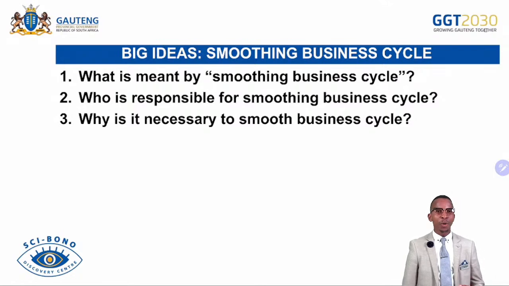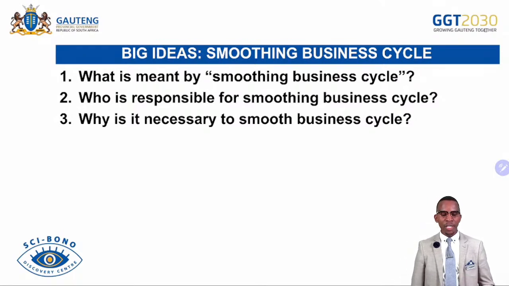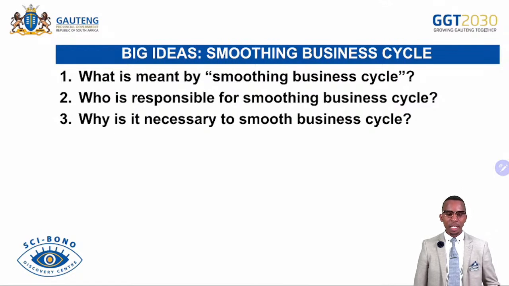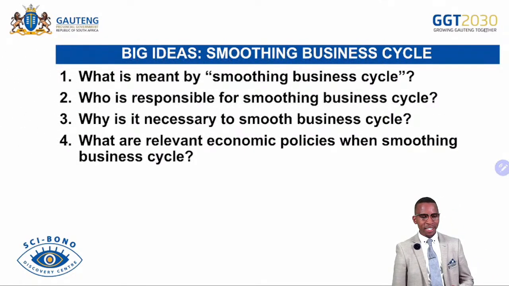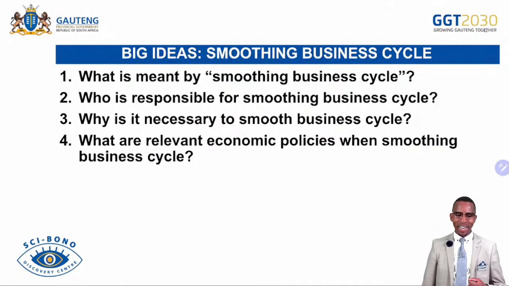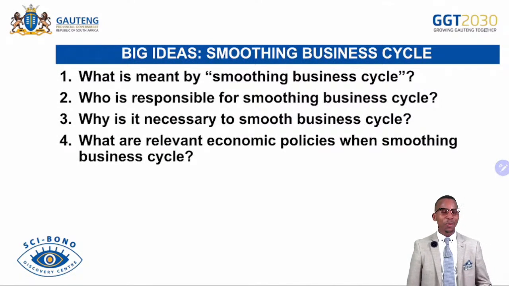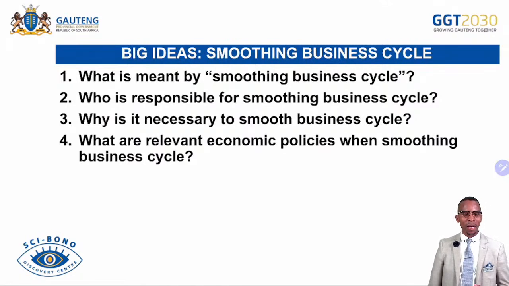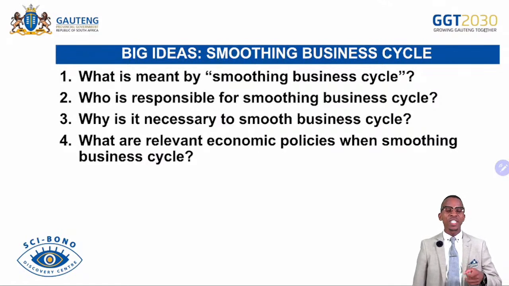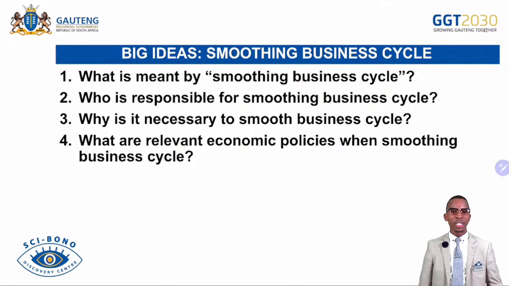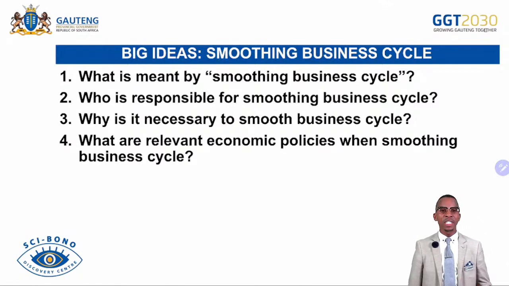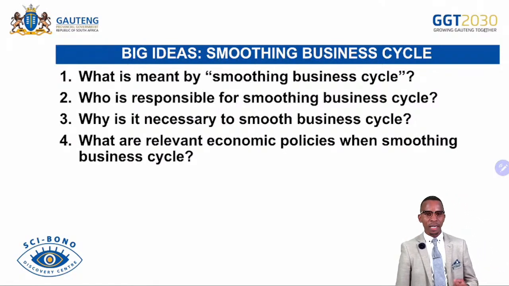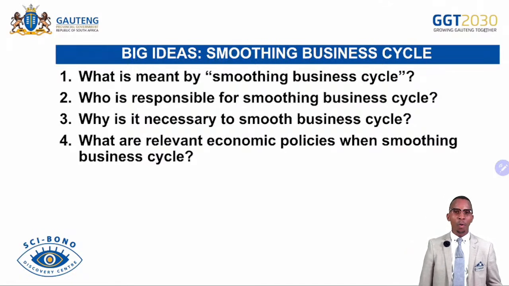Remember, we are preparing you to be economists of the future. So it is very important for you to know why it is necessary for the country to smooth the business cycle. And then bigger idea number 4: what are the relevant economic policies when smoothing the business cycle? If you get these questions answered, automatically you know smoothing the business cycle. In bigger idea number 4, we start going straight into the content and discussing those relevant policies and indicating how they can be used effectively in order to smooth the business cycle, either from prosperity or from trough or depression.